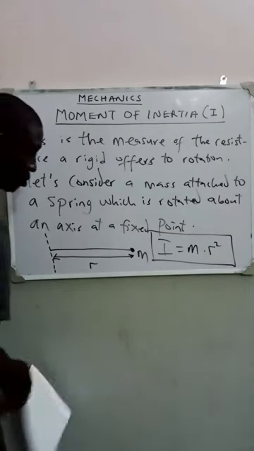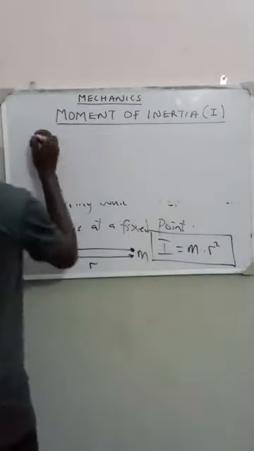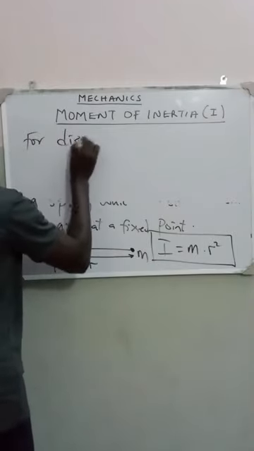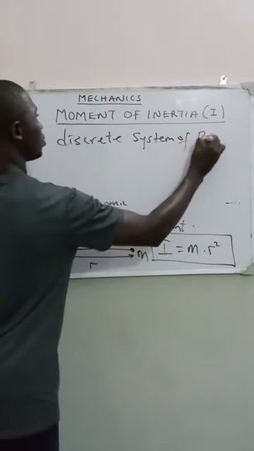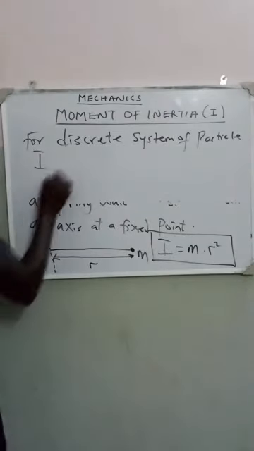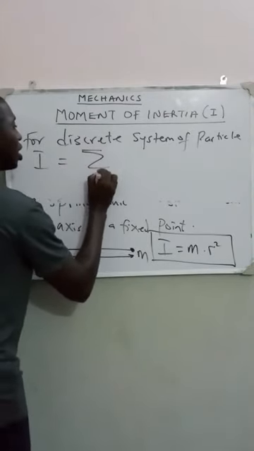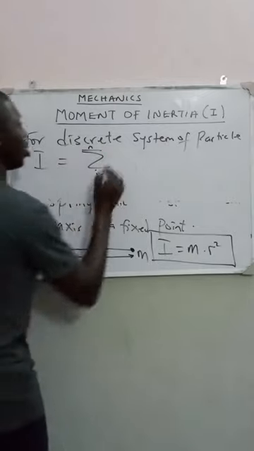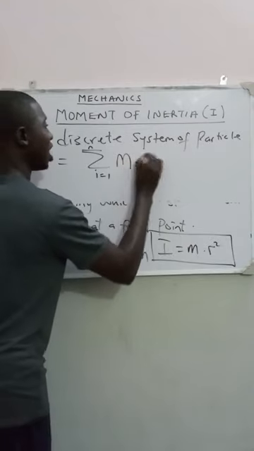That is for a discrete system of particles. For a discrete system of particles, our moment of inertia I is given as the summation from i equals 1 to n of m multiplied by r squared.